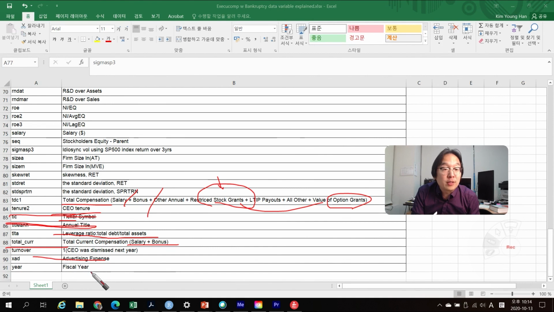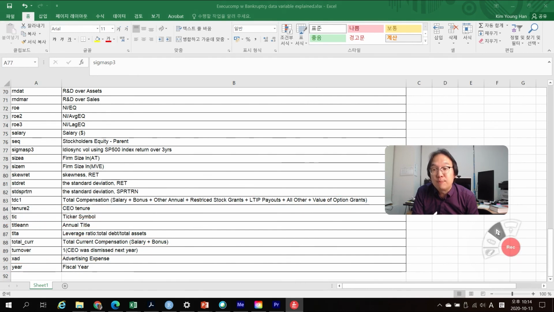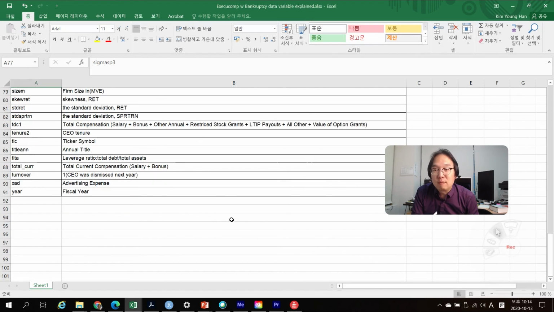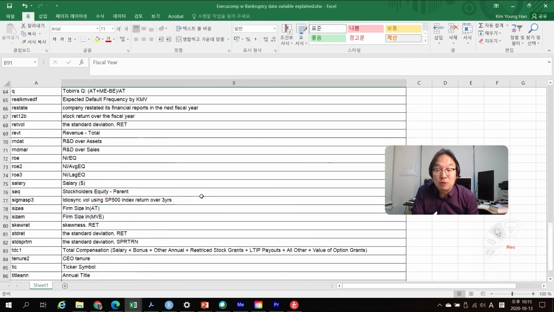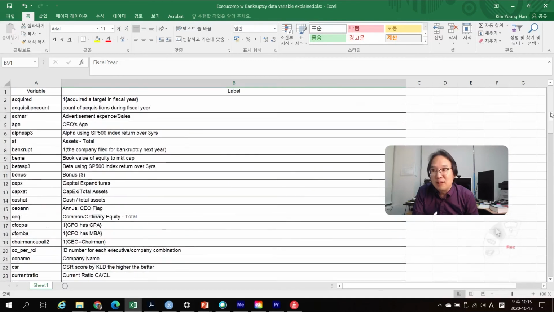Turnover, I told you whether the guy was kicked out or not, or retired or not as well, right? And then XAD is advertisement expense, the dollar amount. Of course, all those dollar amounts are in the unit of $1 million, by the way. And then the year, right, is fiscal year. So those variables are there to explore. I am basically donating the whole thing to you, okay, for your development. And then exercise yourself and have some fun in your own way, okay? Find out some interesting pattern, just report to me, okay? Let me see what you find.